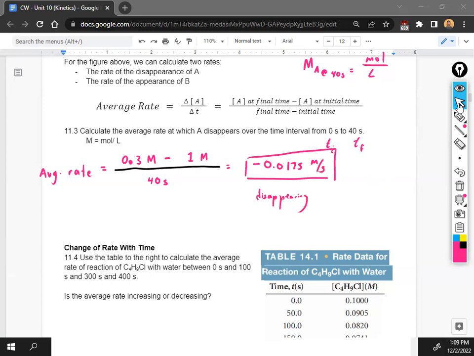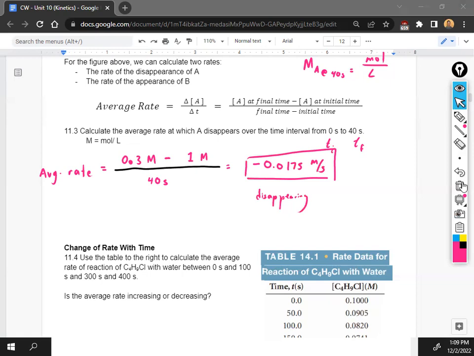We don't use meters very often, so you can just make sure it's capital M, and we know it's molarity. Molarities per second, molarity per second, capital M.